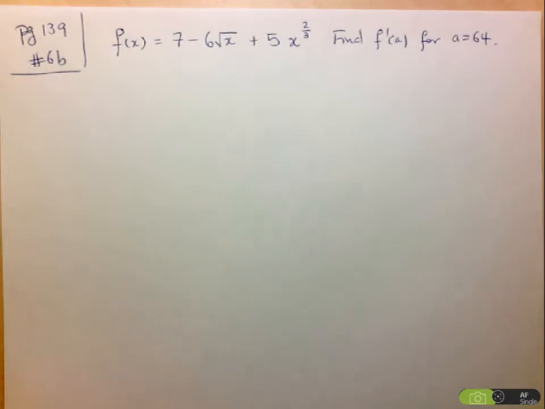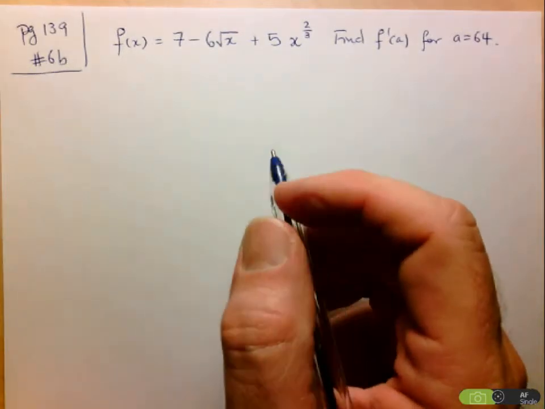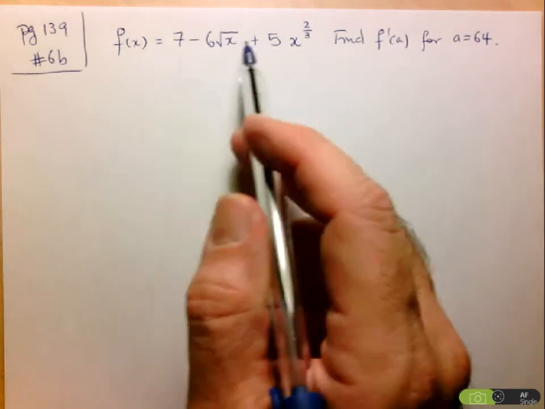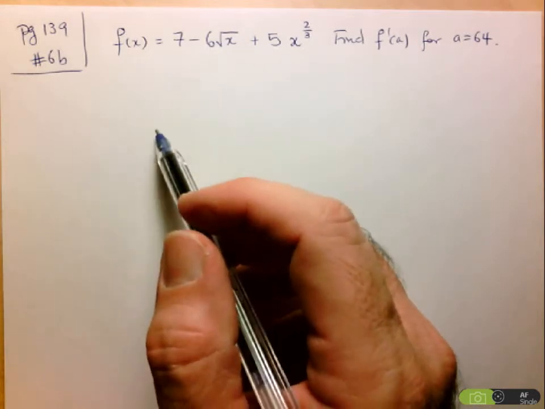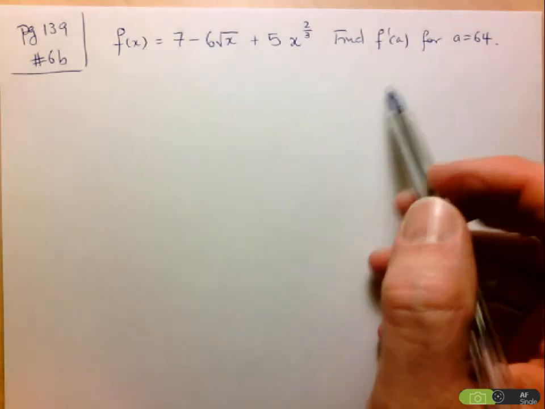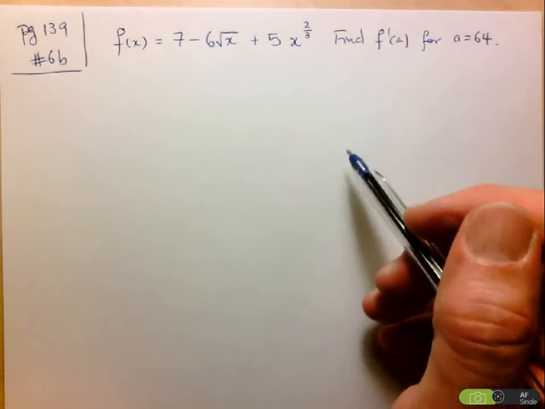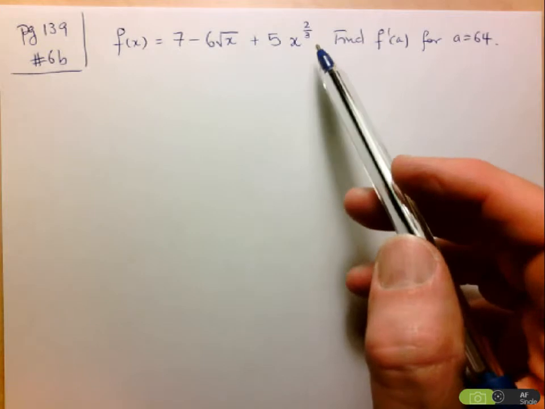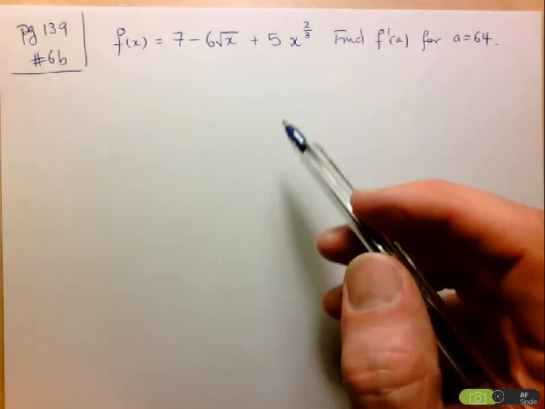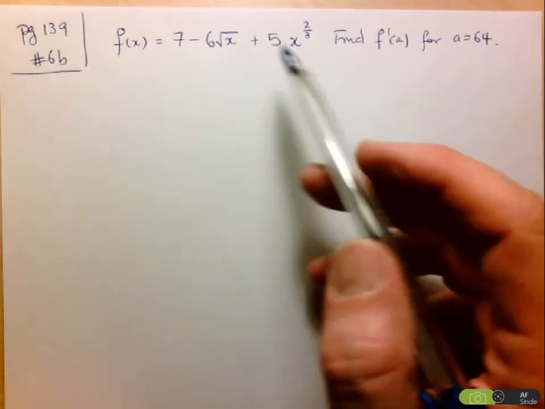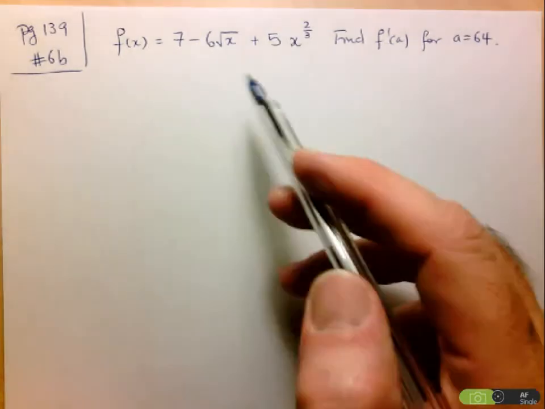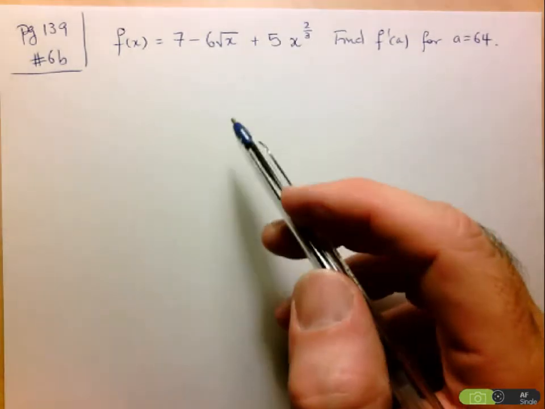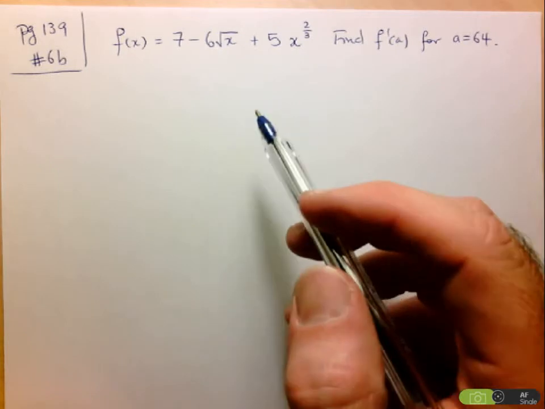Hi folks, we're going to take a look at question 6b from page 139. They give us a function and they want us to find the derivative of this function at a particular x value, in this case 64. Recall that in the past we would have had to use the limit definition for the derivative or rate of change at a point and solve a limit. But now with our derivative properties we don't need to do that.